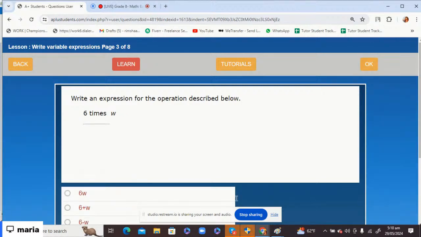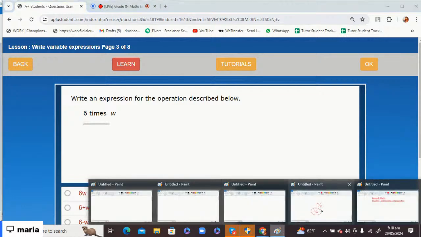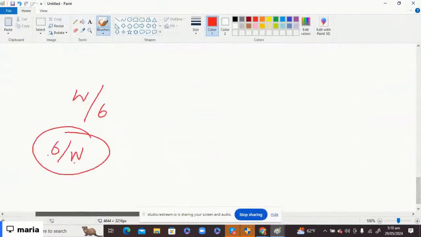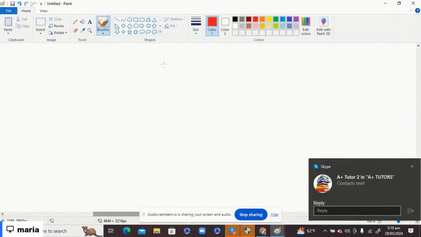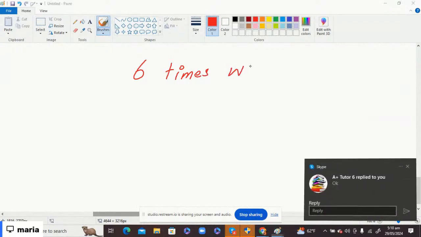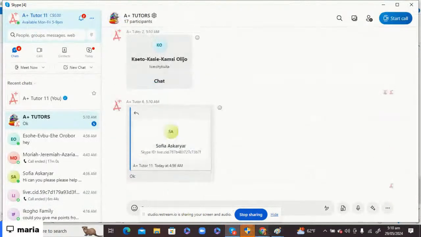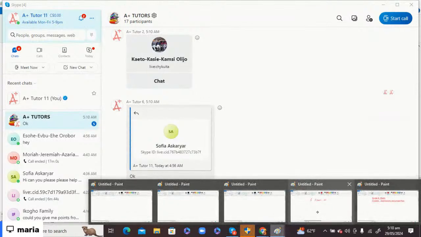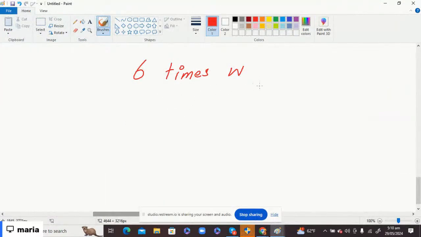Let's see, 6 times W. What does it mean? The times thing. Times is basically multiplication. Okay, times is basically multiplication. 6 times W. So how can we write it down? 6 times W.